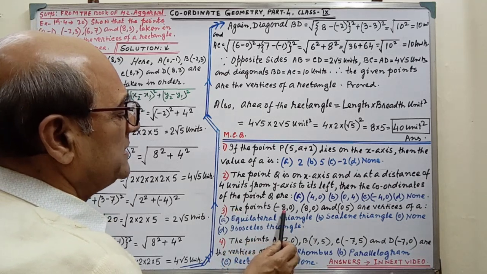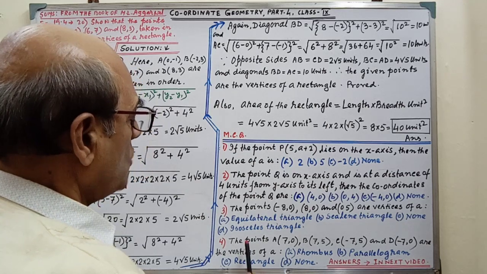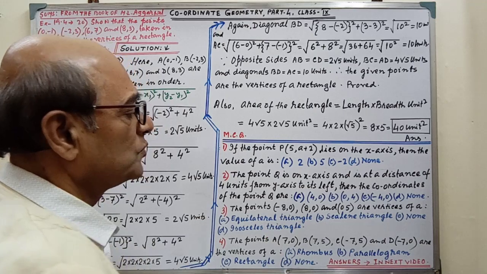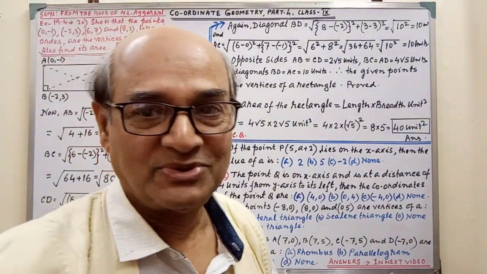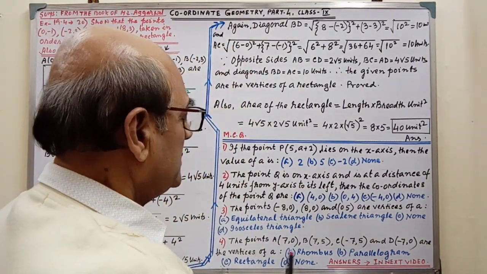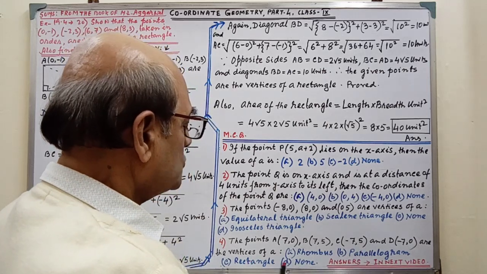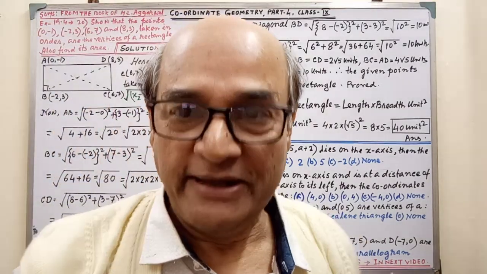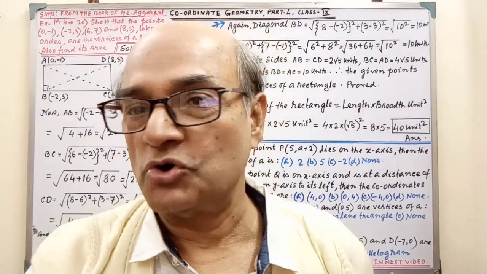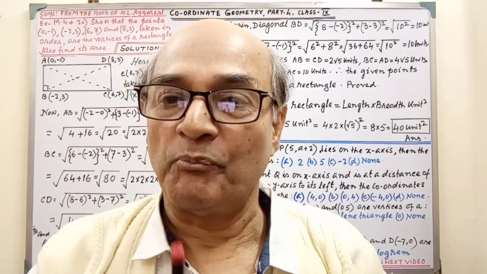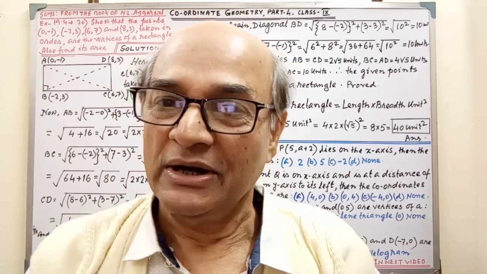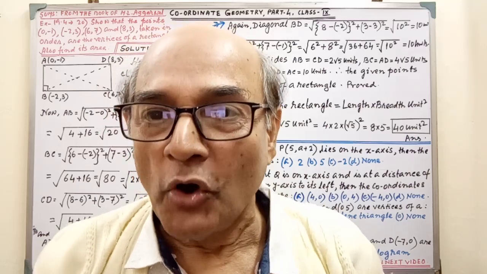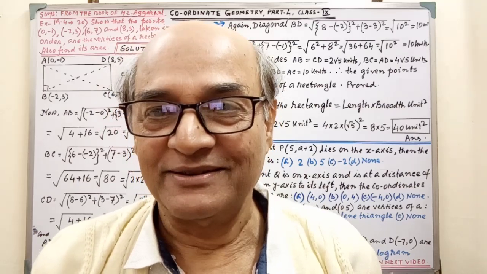Next, the given points are the vertices of an equilateral triangle, scalene triangle, none, or isosceles. Which one is correct, that you have to tick. And the given points are the vertices of a rhombus, parallelogram, rectangle, or none. For these last two sums, you must draw the x-axis, y-axis and plot the coordinates on a rough page or graph paper. After plotting, easily you will understand.